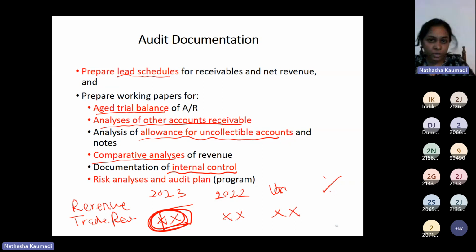What are the things you did? What are the process you followed? What are the test of controls you did? What are the controls you checked? Everything should be mentioned in the working papers. And of course, risk analysis and the audit plan.